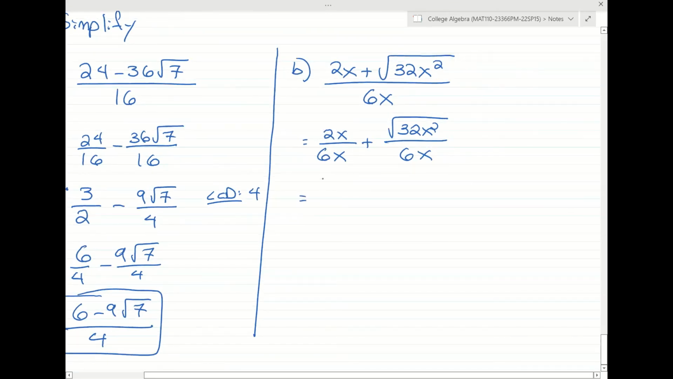2x divided by 6x, well, 2 divided by 6 is 1/3. So this is just 1/3. That would be the simplified fraction. Remember, x divided by itself is just 1. 2 divided by 6 is 1/3. Let's simplify the square root of 32 and the square root of x squared. What's the biggest perfect square that goes into 32? So this is square root of 16 times the square root of 2. And the square root of x to the second is just x to the 2 over 2, which is x. So the numerator would simplify to be 4 root 2 times x.